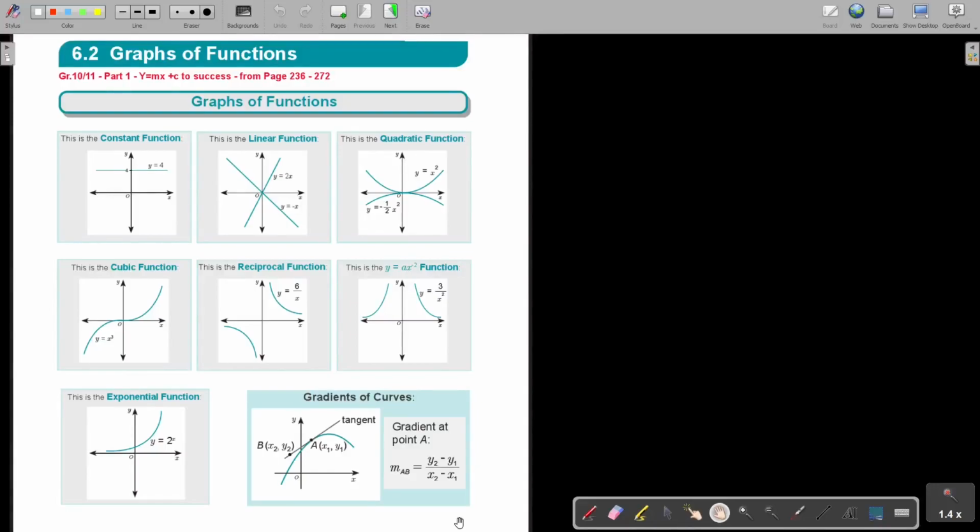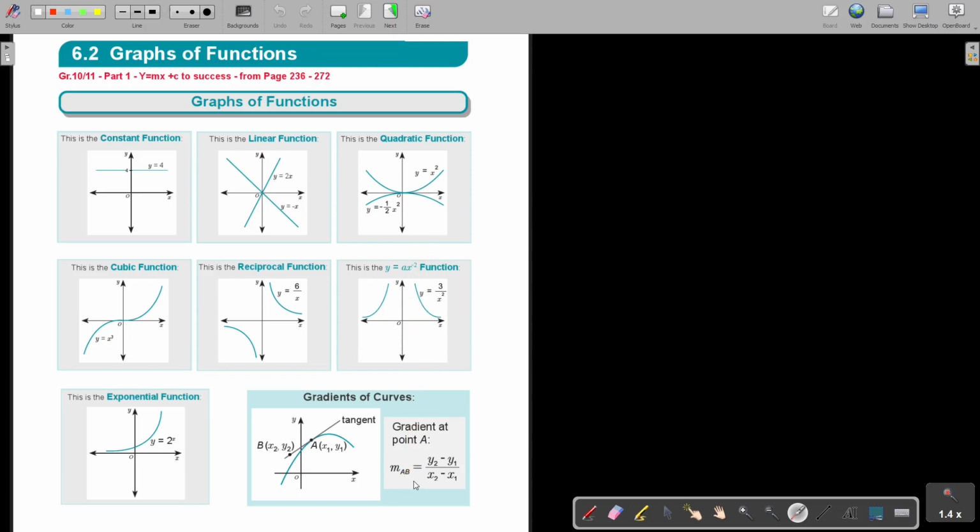Graphs. Exam preparation examples part 1. Before you start with these examples, first go through all the basics in the Grade 10-11 Part 1 Mathematics textbook, y equals mx plus c to success, and you will find it from page 236 to page 272. Now, this is also from the textbook. And this is the summary that you will find.